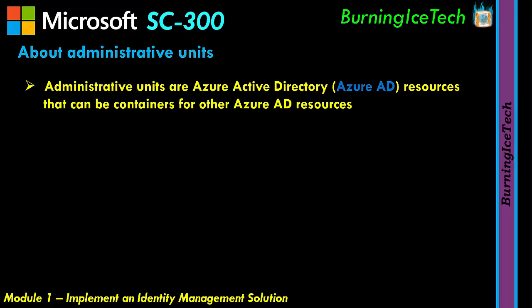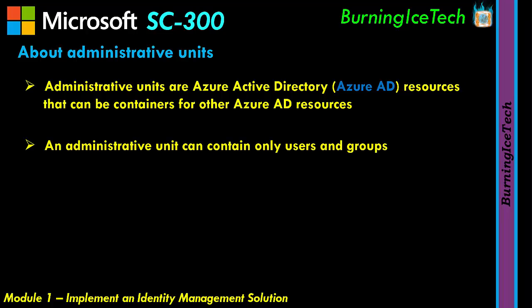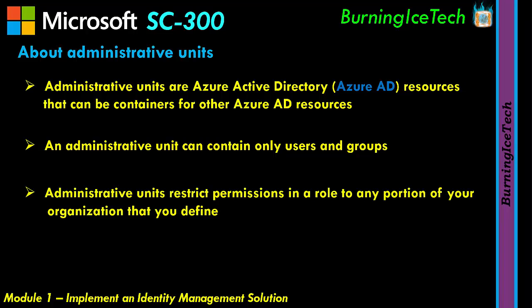So yes, an administrative unit can contain only users and groups. Administrative units restrict permissions in a role to any portion of your organization that you define. It's very, very much the same as organizational units. So like I said earlier, if you've got a whole department like the sales department and you need to control those users, just throw them into an administrative unit and apply the settings to that specific unit.